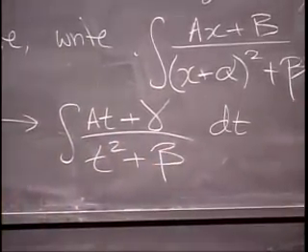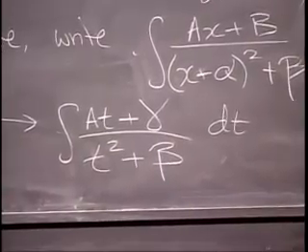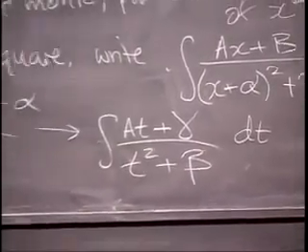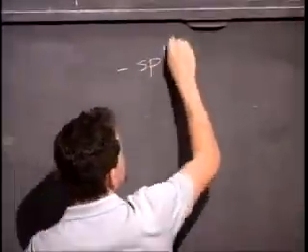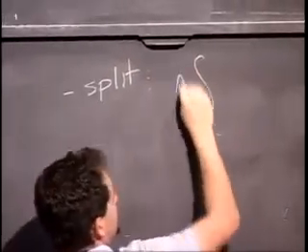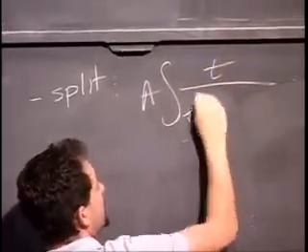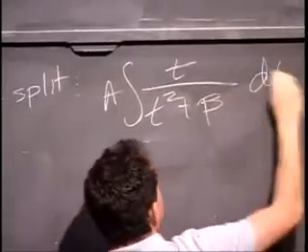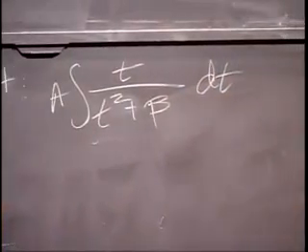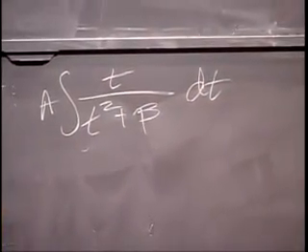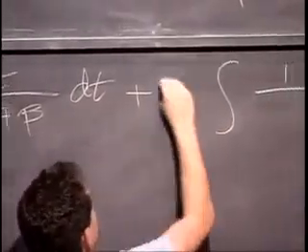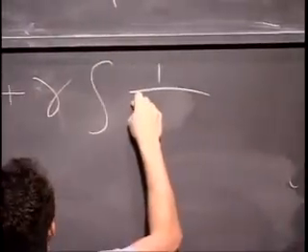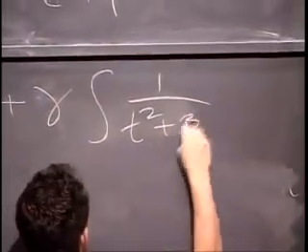I don't want you to learn these variables. I want you to just look at them to be familiar with what these things should look like. Split into two pieces. I always pull out the constants whenever I can. One piece should always look like integral of t over t squared plus b. And the other piece should always look like 1 over integral of t squared plus something, beta.